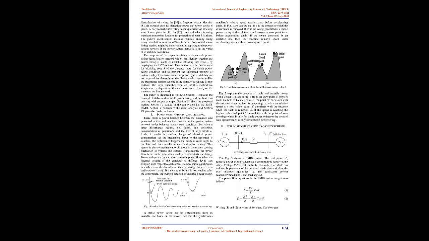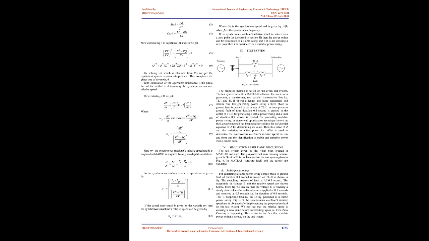The purpose of the paper is giving a dependable power swing identification method which can identify whether the power swing intruding into zone 3 is stable or unstable by employing the FZC method. This method can be further used for blocking zone 3 of the distance relay for stable power swing condition and to prevent the unwanted tripping of distance relay.